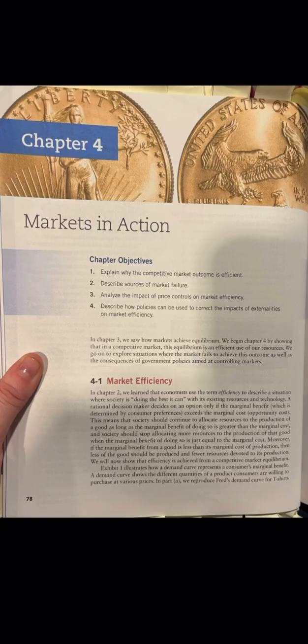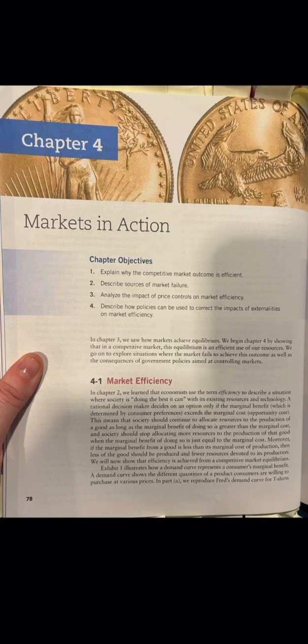4-1. Market efficiency. In Chapter 2, we learned how economists use the term efficiency to describe a situation where society is doing the best it can with its existing resources and technology. A rational decision maker decides on an option only if the marginal benefit, which is determined by consumer preferences, exceeds the marginal cost, the opportunity cost.